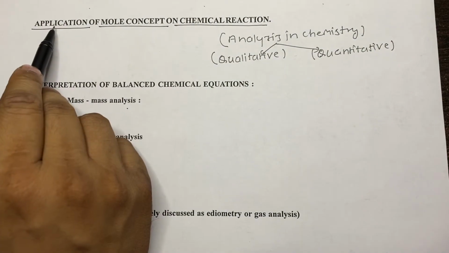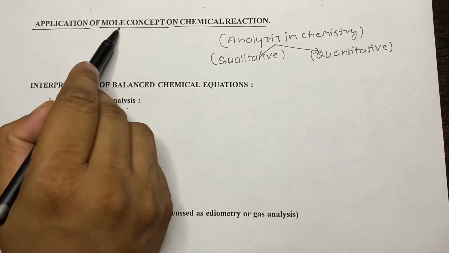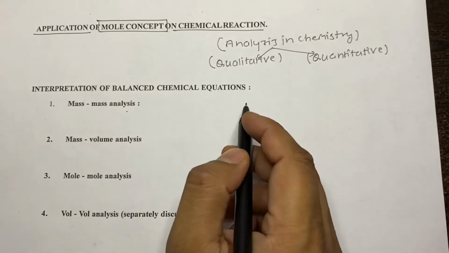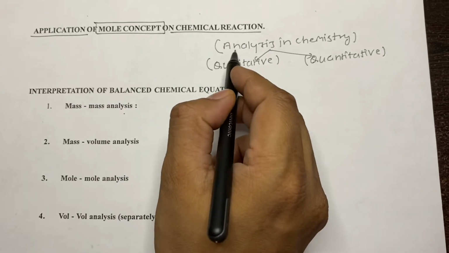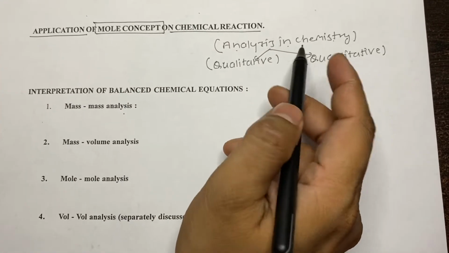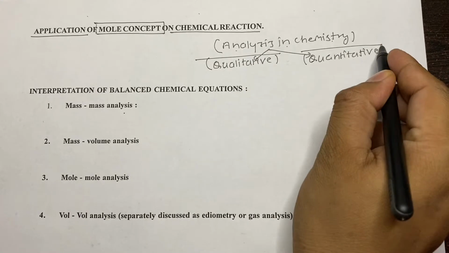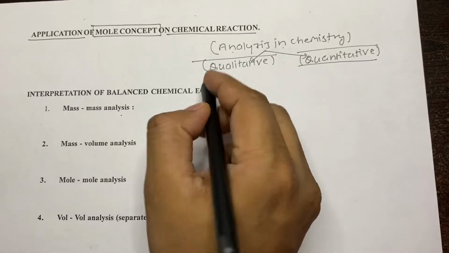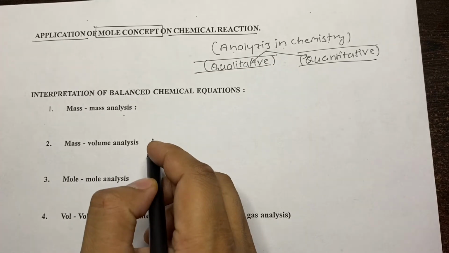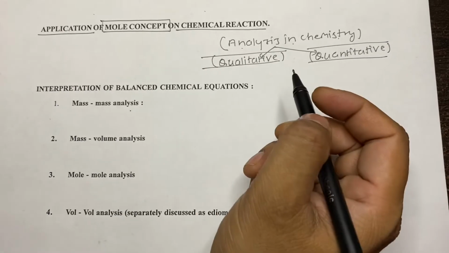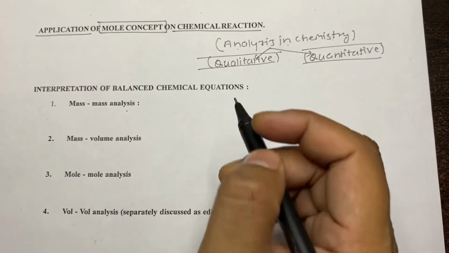Everyone, in this video we will discuss the application of mole concept on chemical reaction. Before this, we will study that analysis in chemistry can be divided into two parts. The first one is qualitative analysis and the second one is quantitative analysis. Qualitative analysis involves determination of chemical composition by using suitable characteristic tests and analytical techniques.